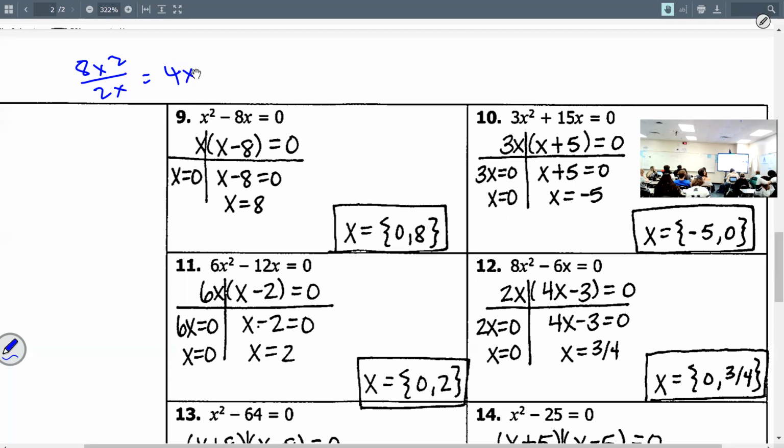X squared divided by x is x. That's what we have here. All right. And then -6x divided by 2x. The x's cancel. What's -6 divided by 2? Good. And that's how they got what's in the parentheses here.